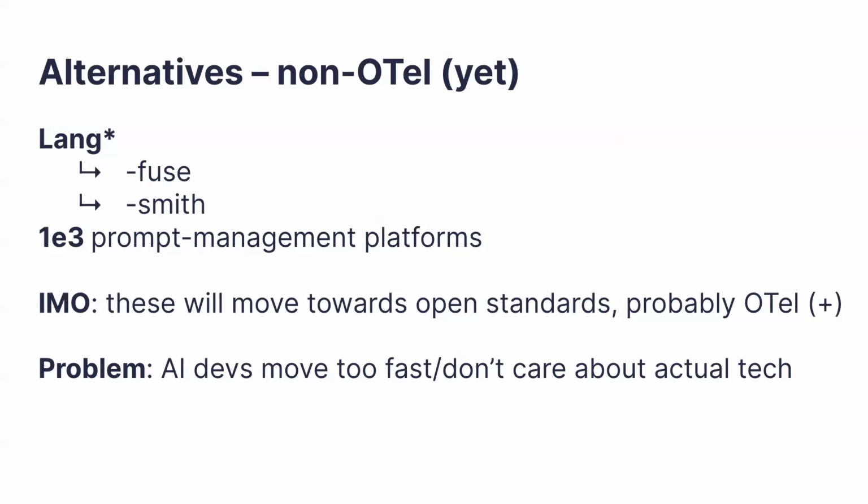So this is my opinion. I think that these will probably move more towards open standards, probably Otel with some extra something for AI. I'm presuming that generative AI keeps being the thing for quite a while, and it seems like it's useful enough that it is. I think the problem, though, is that AI devs just move too fast and don't care about actual tech all that much.